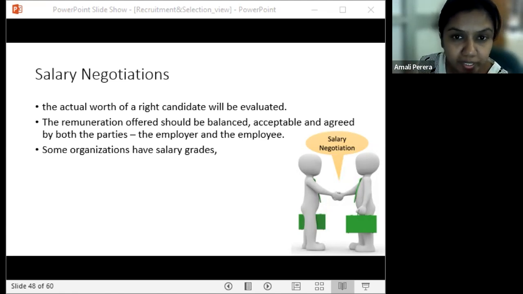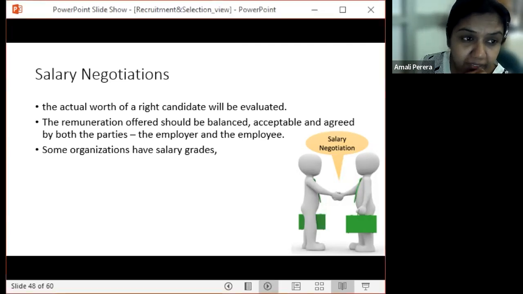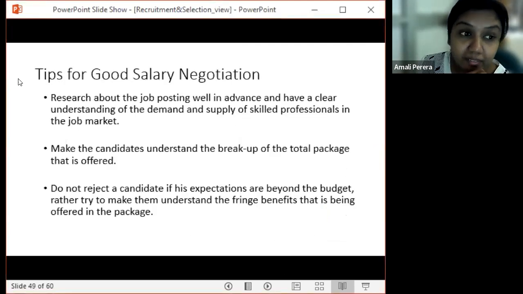So you all know what is meant by salary negotiation. If you are employed at the moment, at the final interview, you may have asked for the salary package and you may have negotiated, right? That is what we call the salary negotiation. Then we have tips for good salary negotiation.